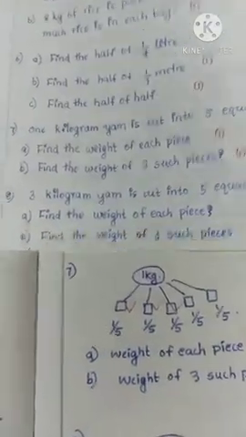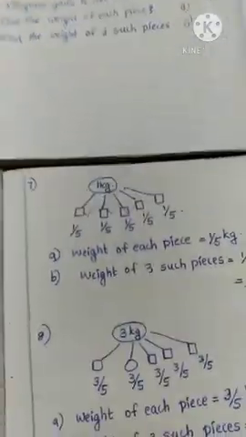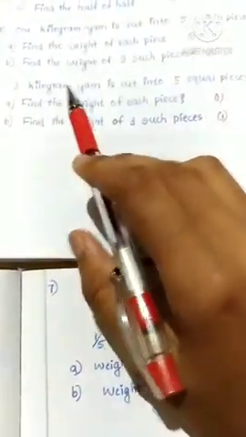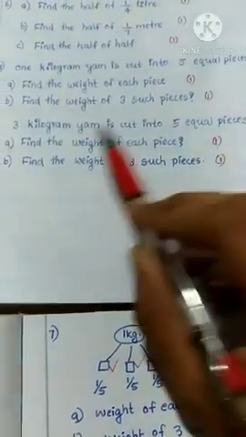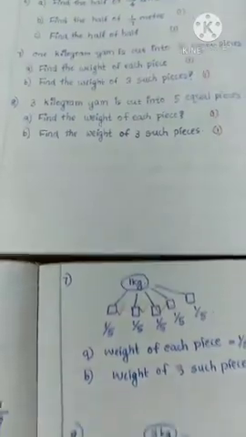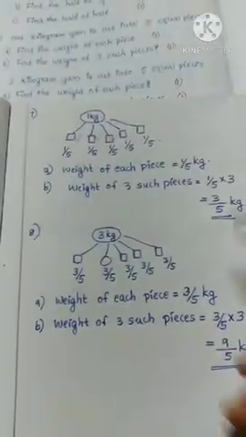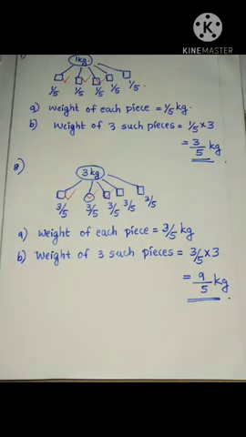The same question, but the weight is different here. 3 kilogram yam is cut into 5 equal pieces. Find the weight of each piece. Here 3 kilogram yam is cut into 5 equal pieces. Then the weight of each piece is equal to 3 by 5 kilogram.